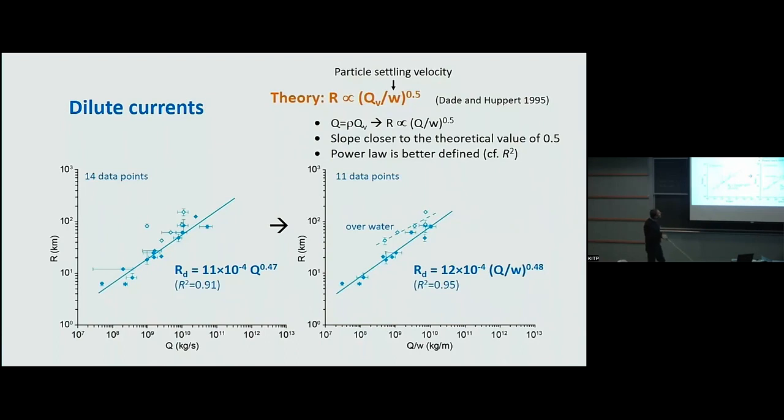And finally, you can see that there is a tendency for the flows that travel over water, but there are only 5 data points. This suggests that at a given ratio Q over W, these flows over water traveled twice as far as they do on land.